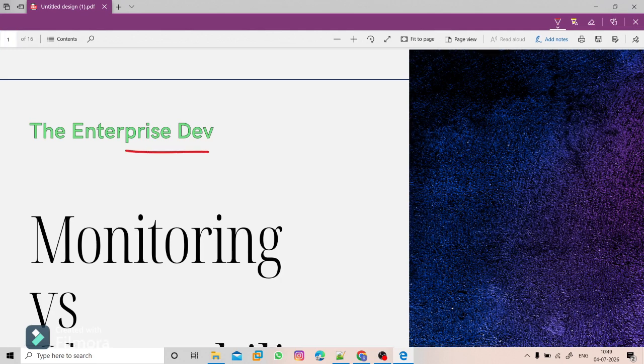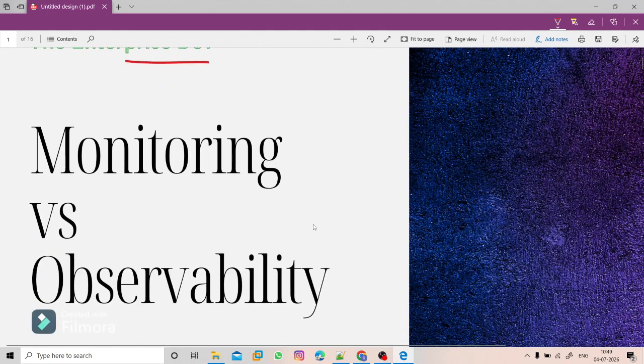In our previous video, we learned about SRE fundamentals: availability, reliability, MTTD, MTTR, MTPF, and the service level objectives. Today we are going to discuss another core concept in SRE, that is monitoring and observability. Many beginners think these two terms mean the same thing, but actually they are different.